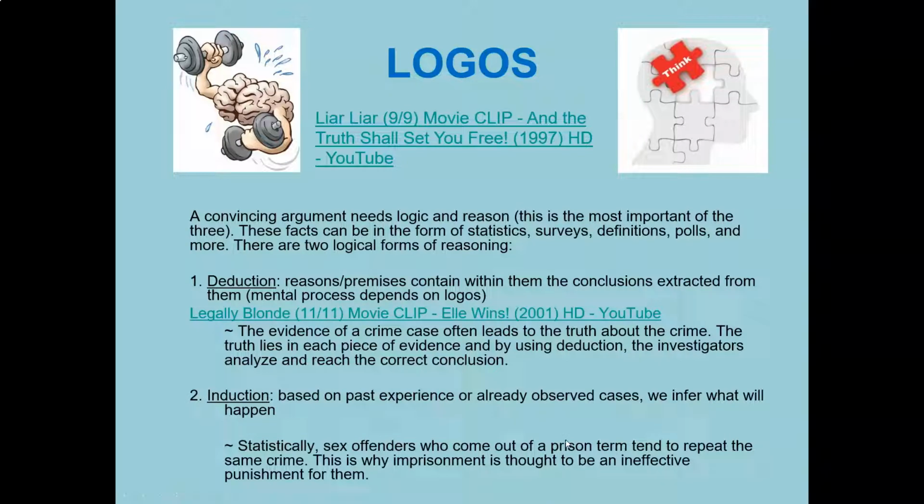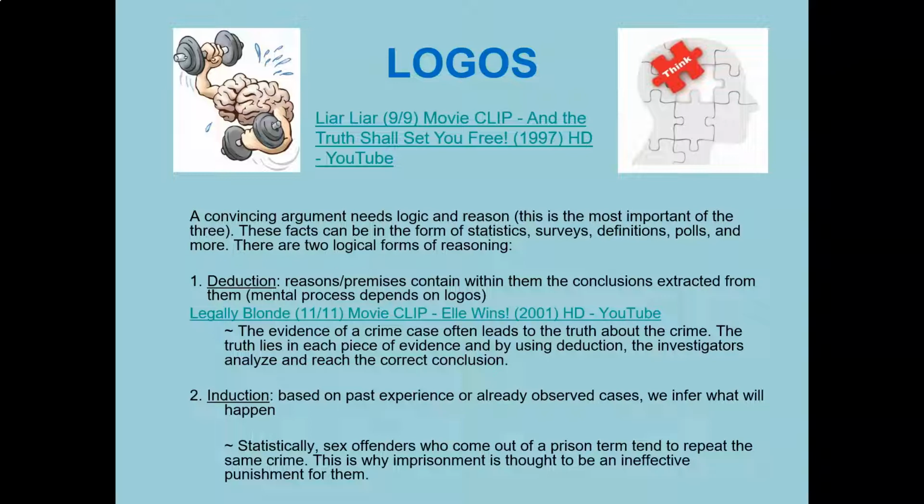And finally, the last persuasive technique is the use of logos. So I do have an example of logos from the movie Liar Liar, but then I thought, first, let me just explain what logos is. So if pathos is the use of emotion and ethos is the use of ethics, credibility, trust, logos is the use of reason and logic. And this is probably the most important part of an argument because without your reason, you cannot win an argument. Obviously, all three are absolutely necessary, but logos is the heart of your argument.